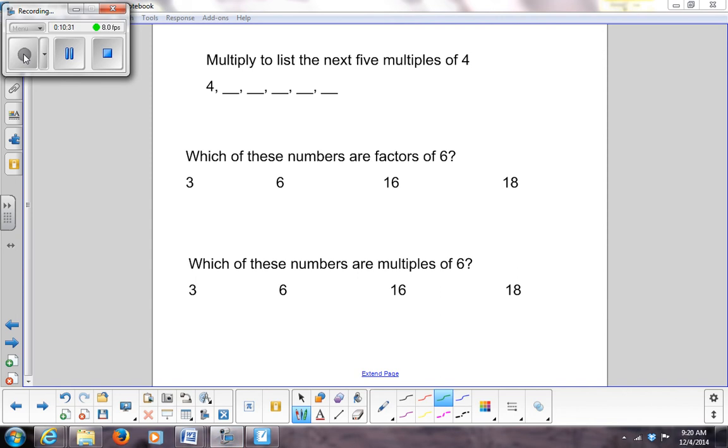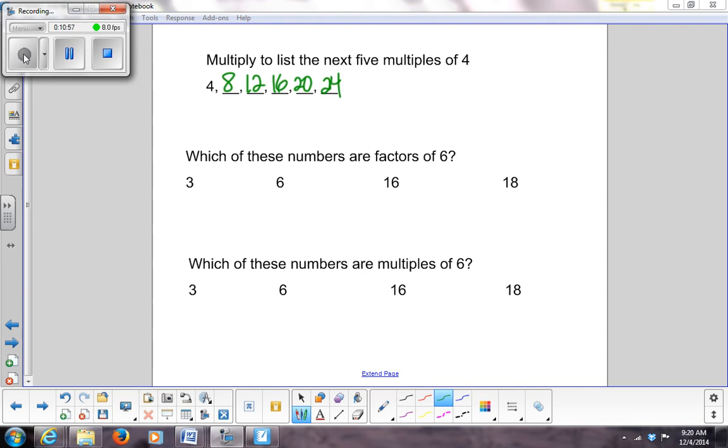Okay. So, what are my multiples? 8. What's next? 12. Then 16. Good. 20. And 24. Good. All right.